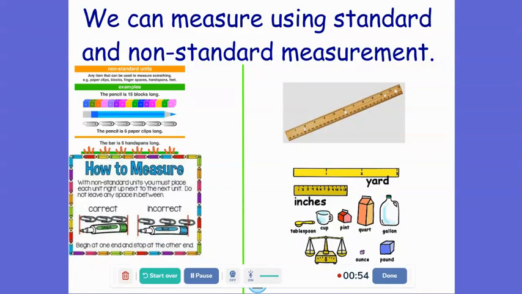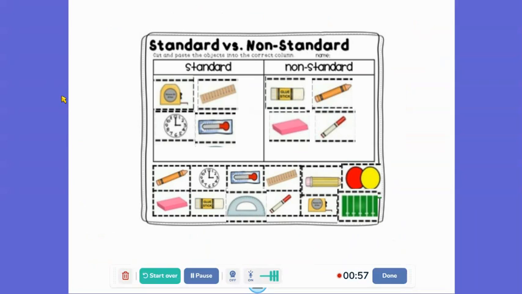So we did a little sort of standard tools. Some of the standard tools for measuring that we talked about were a tape measure, a ruler, a clock, a thermometer. And then some non-standard tools that we can use: glue sticks, crayons, erasers, markers, and then there's a few others here that you can try sorting.